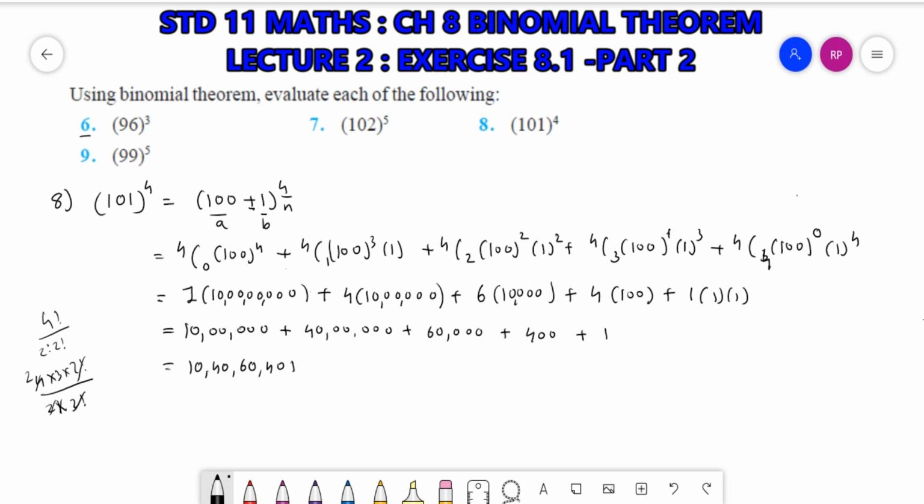This was about question number 8. So just note it down. Okay, now question number 9, you have to do it by yourself. Questions 7 and 9, do them by yourself based on questions 6 and 8. The method is the same. Now let's move to the next, that is question number 10.